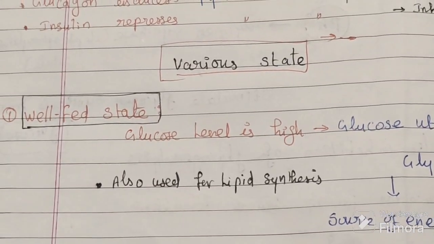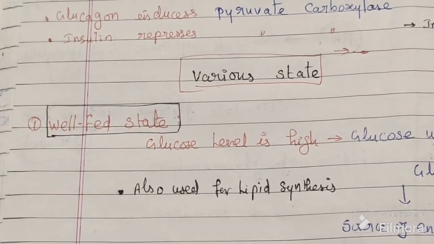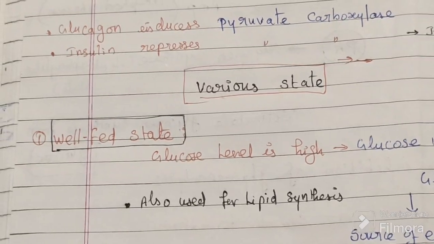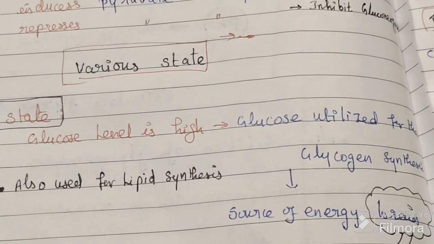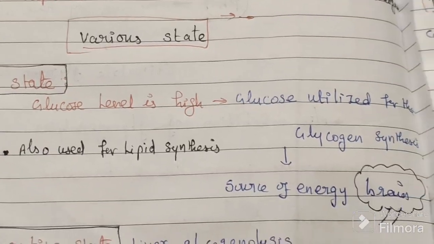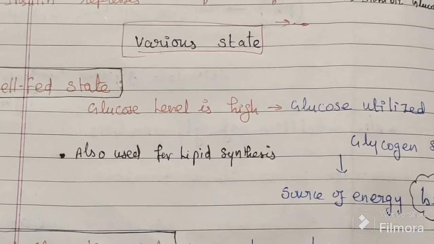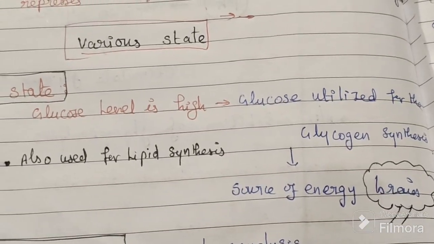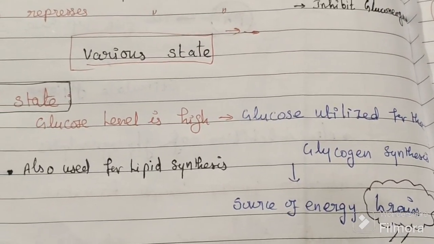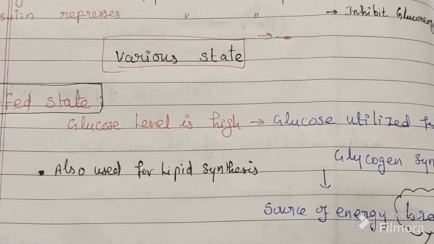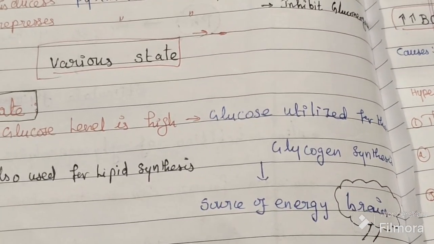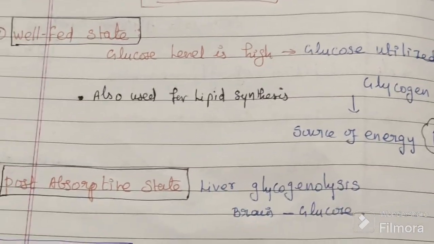Now coming to the status of glucose in various states. First one is the well fed state, where the glucose level is abundant. After a meal, that is in the well fed state, when the glucose level is high, this glucose is utilized for glycogen synthesis, and it is the source of energy for the brain. Glucose is also used for lipid synthesis.